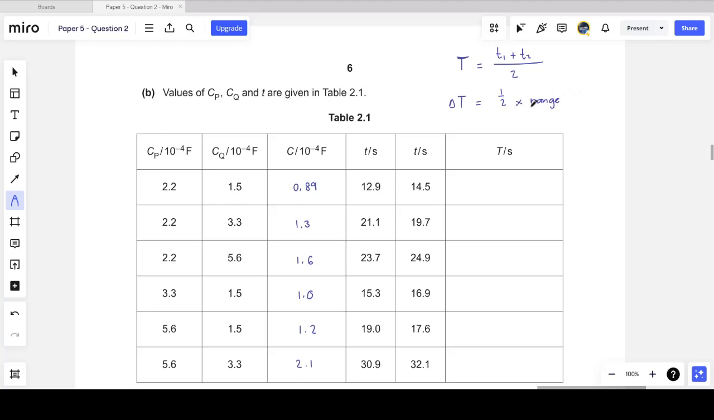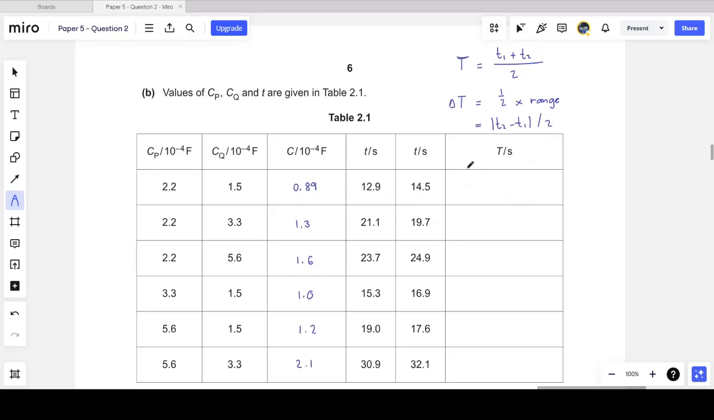So what does half the range mean? It means I take the bigger value minus the smaller value, since I only have two values in this case. So for any set of values it will be biggest minus smallest, divided by 2. That's why I've got the absolute value signs, because it's the modulus of one time minus the other divided by 2, and that's going to be half the range of values. I only have 2, so the range is just the distance between those two values.